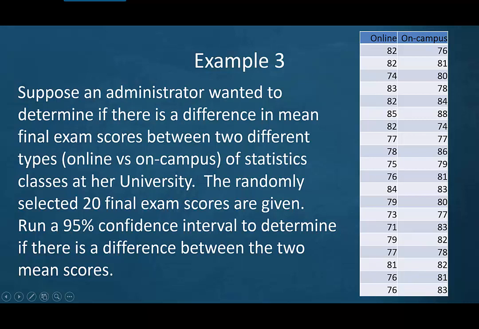Suppose an administrator wanted to determine if there is a difference in mean final exam scores between two different types, online versus on campus, of statistics classes at her university. The randomly selected 20 final exam scores are given. Run a 95% confidence interval to determine if there is a difference between the two mean scores.